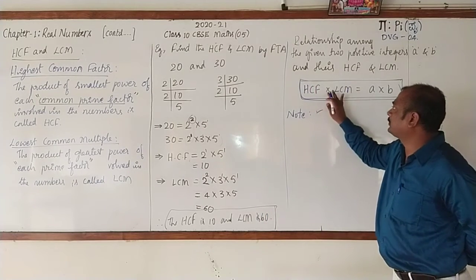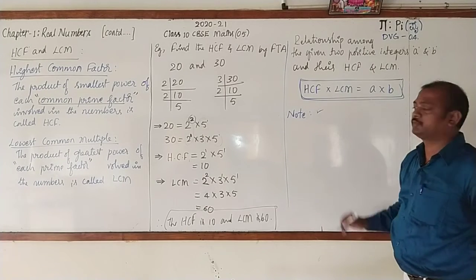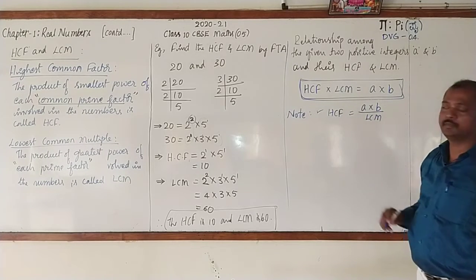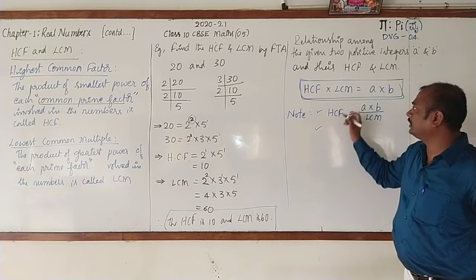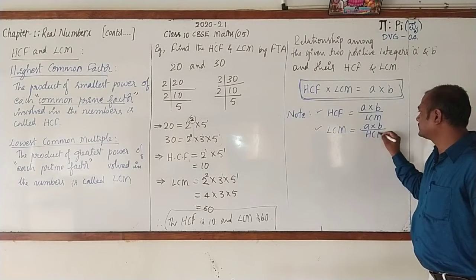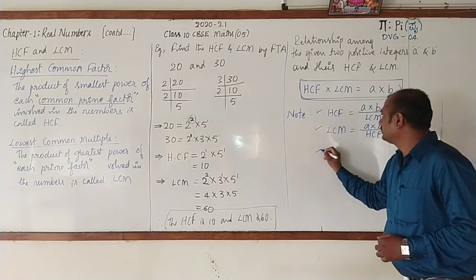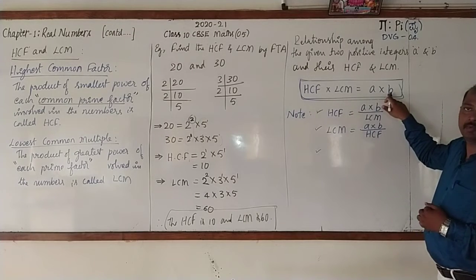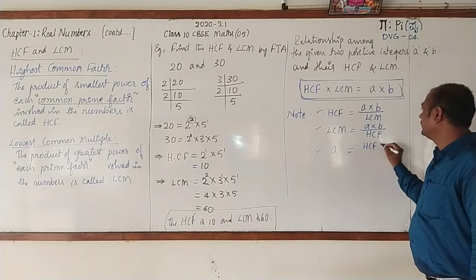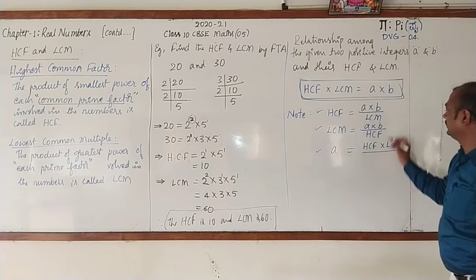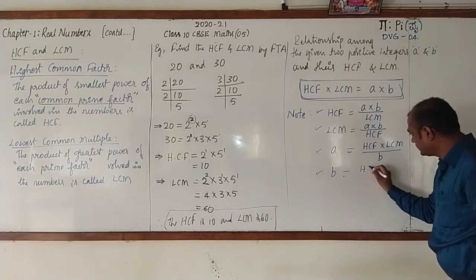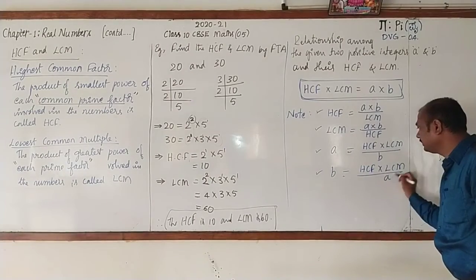How? Suppose you know A and B and LCM, and you have to find HCF. So HCF can be written as A into B by LCM. Second one, you want LCM. So LCM is equal to A into B by HCF. Clear? HCF and LCM both are given, including one number B. We want A. Then A is equal to HCF into LCM divided by B. One more. We want B. Then B is HCF into LCM divided by A.